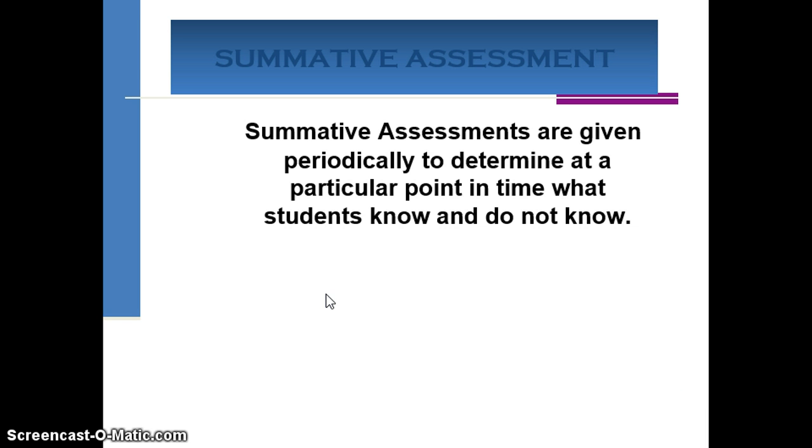Okay, now we're going to talk about summative assessment. Actually, I'm going to pause here and talk about summative assessment on the next PowerPoint. I only have a few minutes left on screencast.